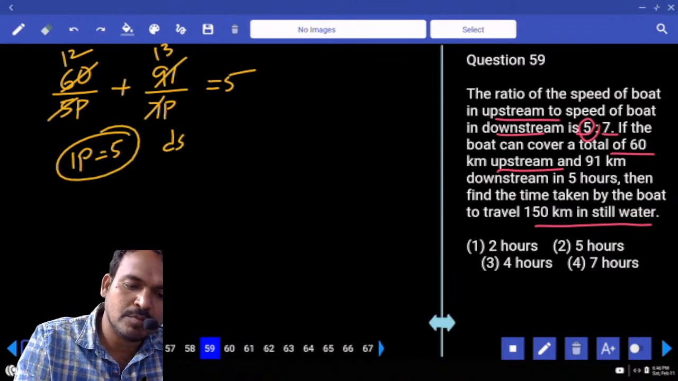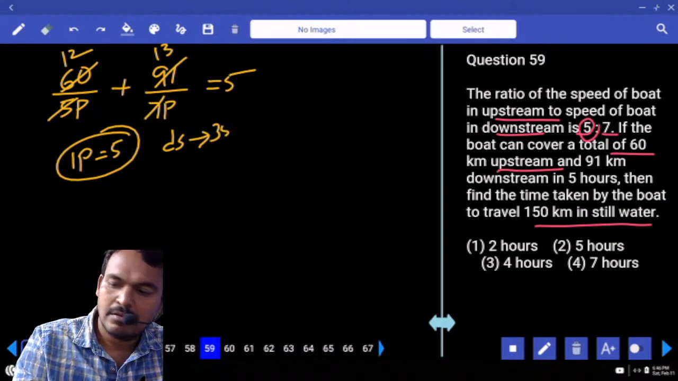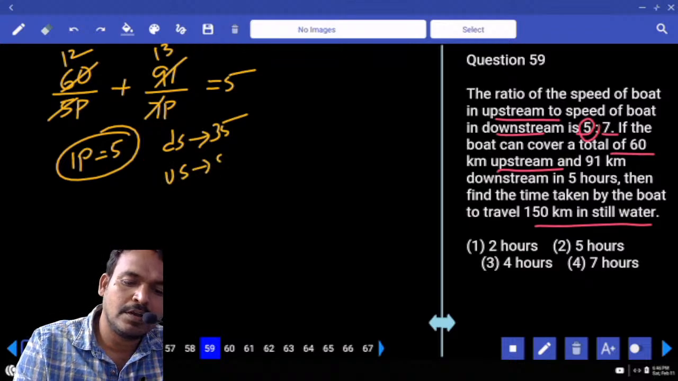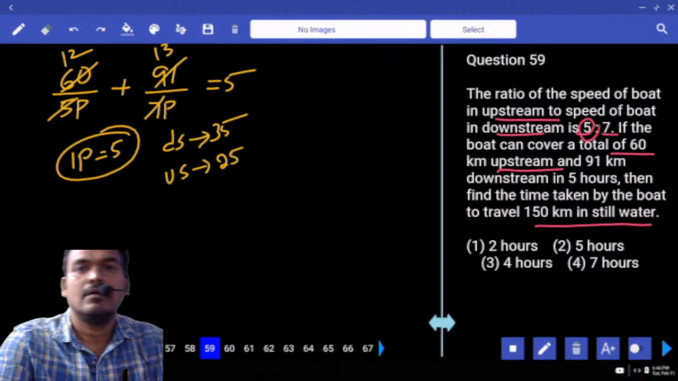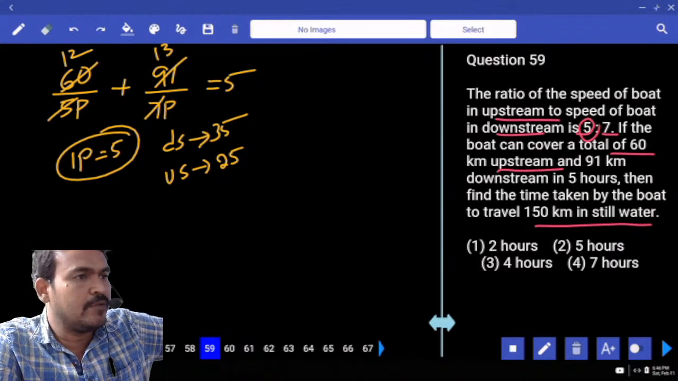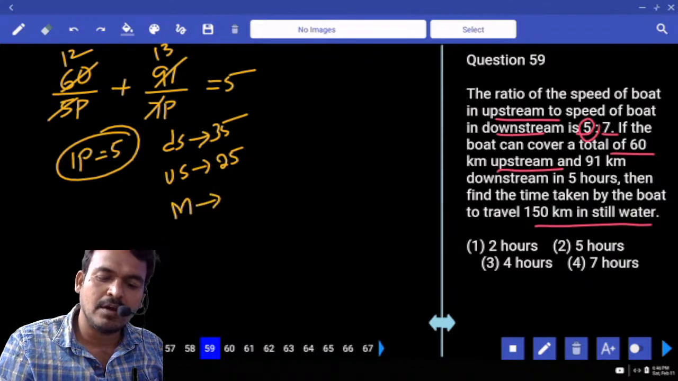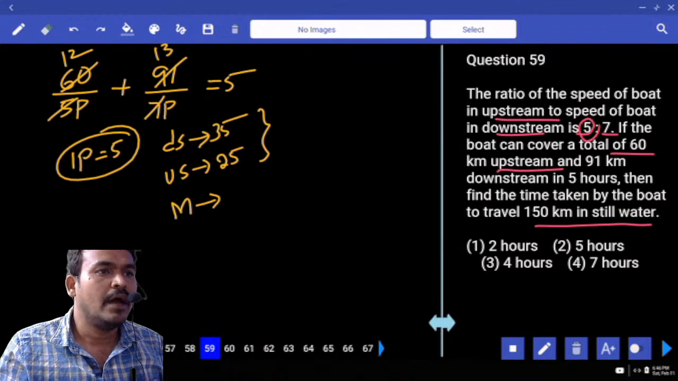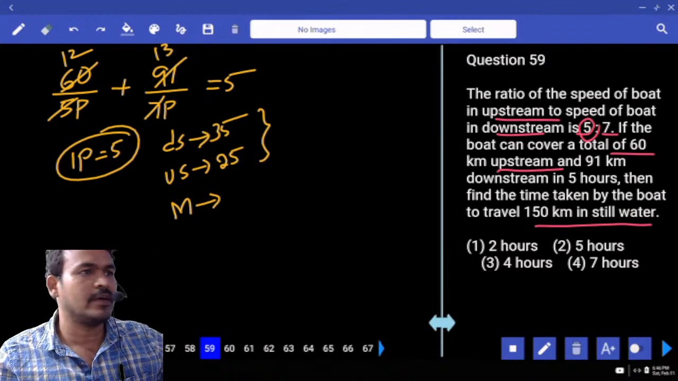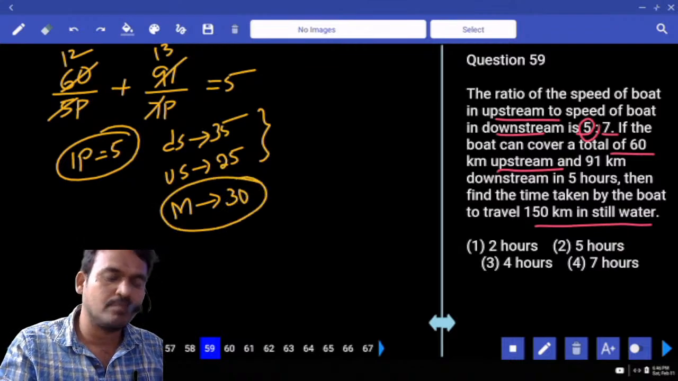Means downstream speed is how much? 35. What is the upstream speed? 25. Downstream speed 7 parts means 35. Upstream speed 5 parts means 25. Then the speed of the boat means the m value or the s value? M value. Both are adding by 2 or subtracting by 2? Adding by 2. 35 plus 25, 60. By 2 means 30. Means the speed of the boat is how much?